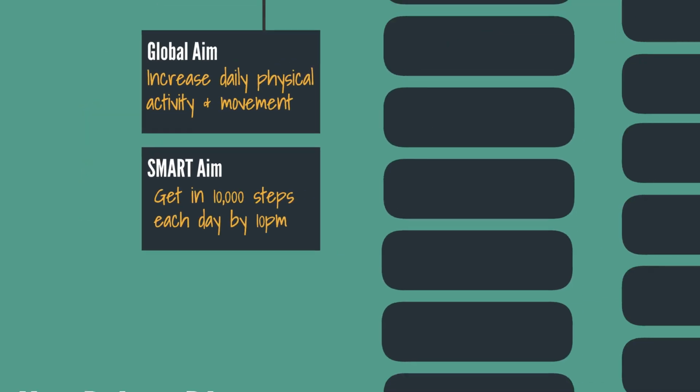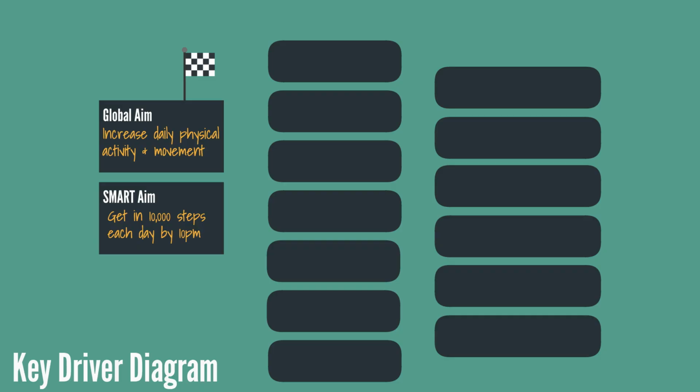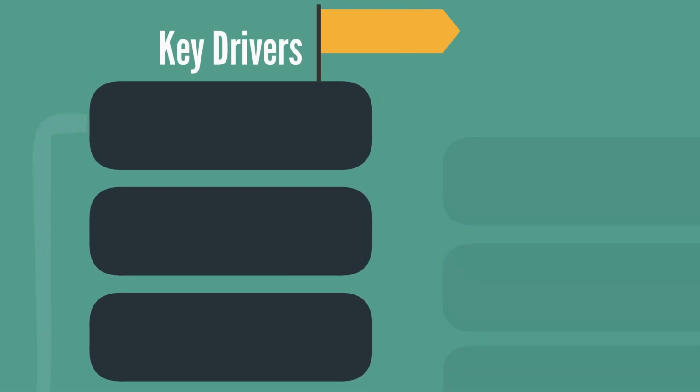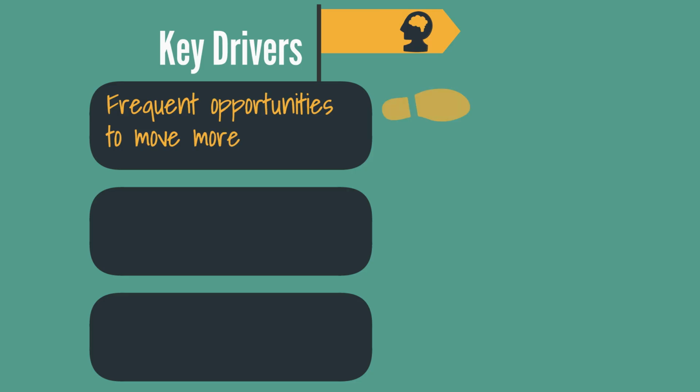In the middle column of the diagram, KDDs generally visualize a set of key drivers. These are variables, factors, or influences that are believed to drive achievement of the stated goal. Sometimes key drivers are thought of as change theories or hypotheses about what needs to be in place for a goal to be achieved. For example, we might theorize that having frequent opportunities to move more will result in getting our 10,000 steps a day.